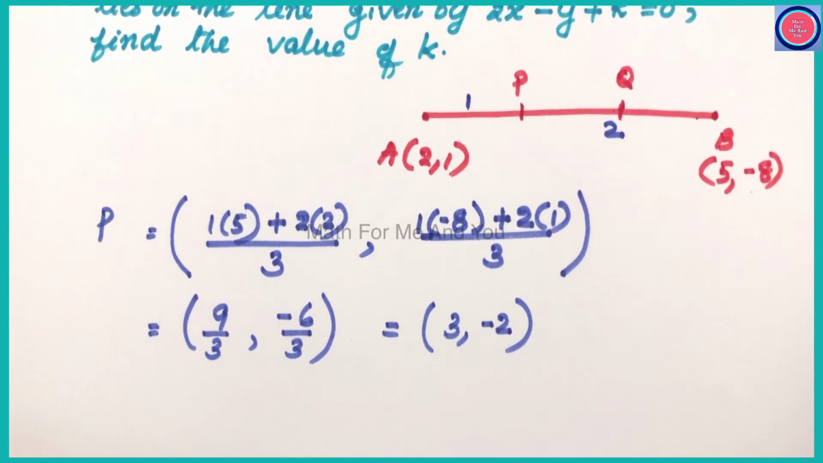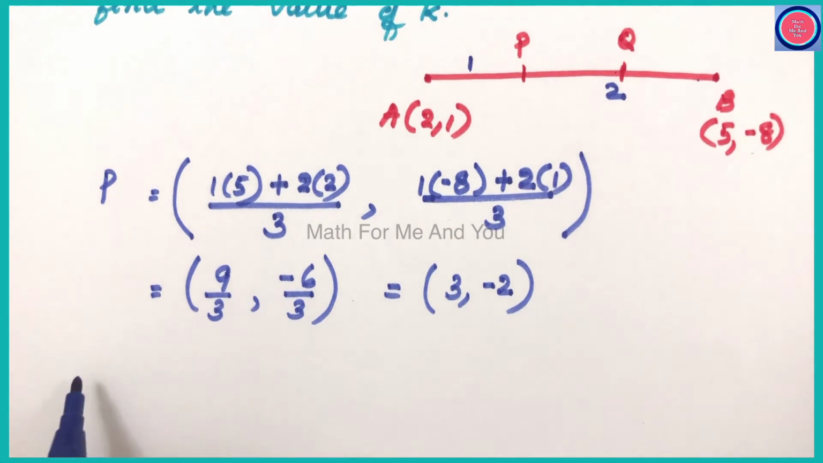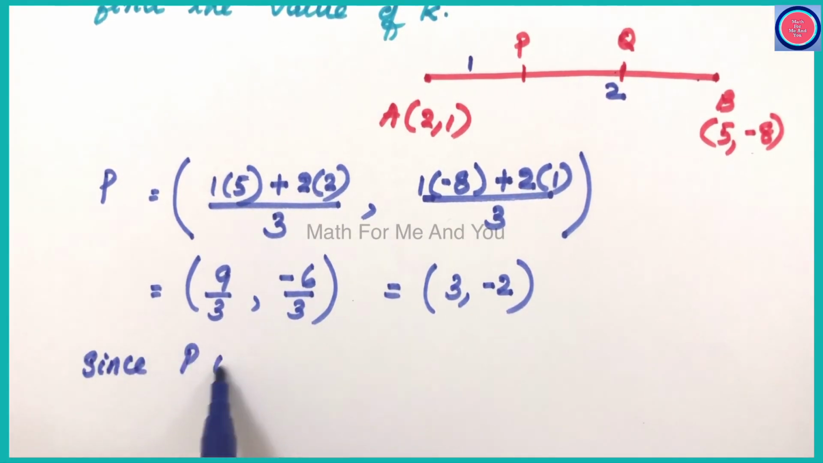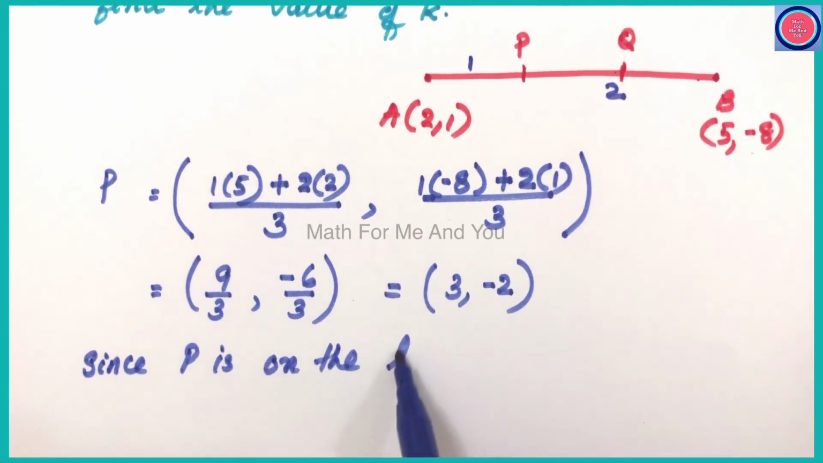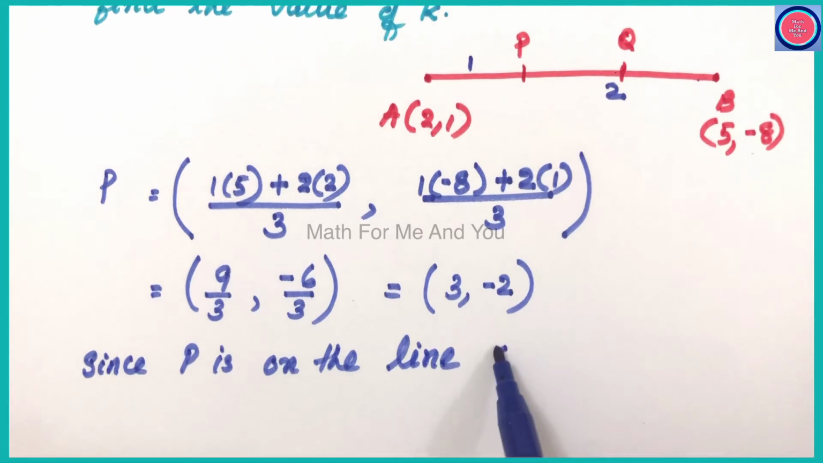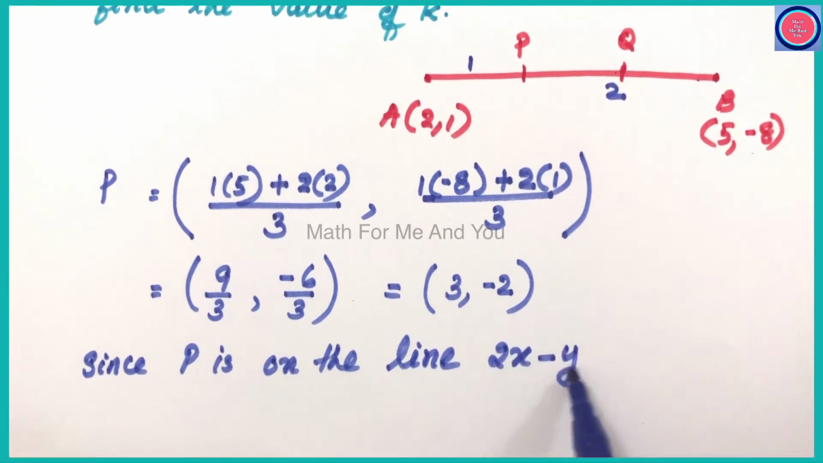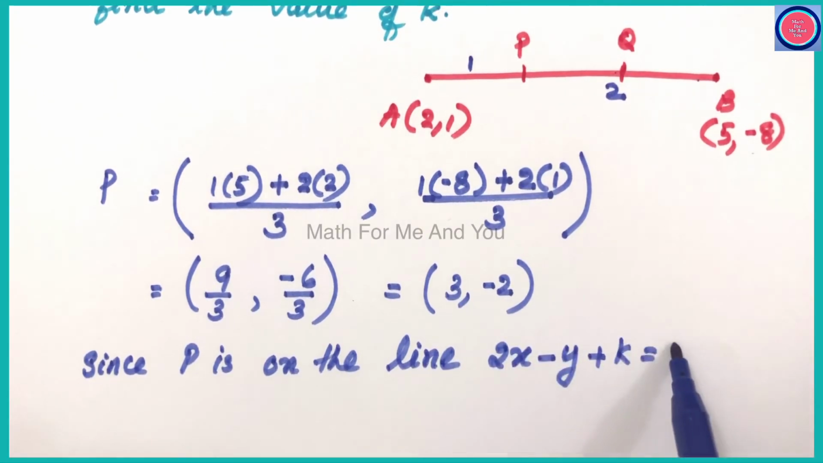But we need the value of k. How can we find this? P is a point on the line 2x minus y plus k equals 0. So we can substitute the coordinates of P in the equation. That means change x and y using 3 and minus 2. Then we get the value of k.